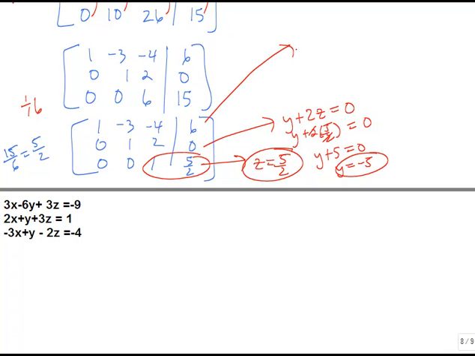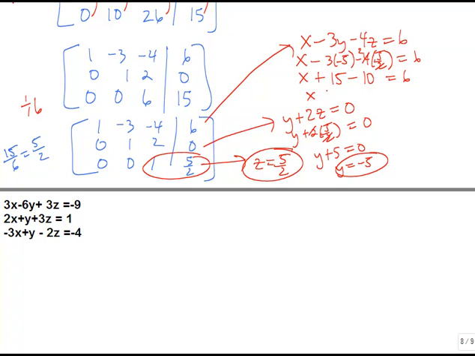And then if I back up all the way to the beginning, I get x minus 3y minus 4z equals 6. So x minus 3 times negative 5 minus 4 times 5 halves equals 6. So x plus 15. 2 goes into 4 twice, and 2 times 5 is 10. So that means 4 times 5 halves is just 10. 15 minus 10 is 5, and if we subtract 5, that's going to give me x is 1. So my solution is going to be 1, comma negative 5, comma 5 halves.